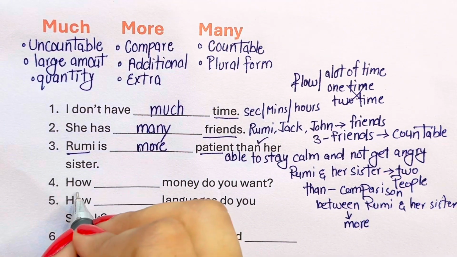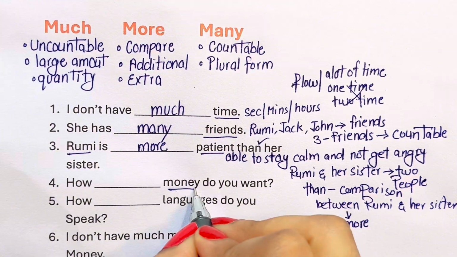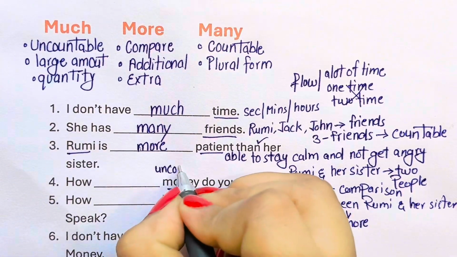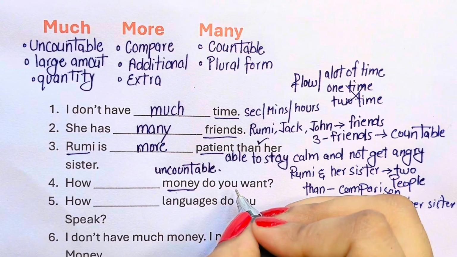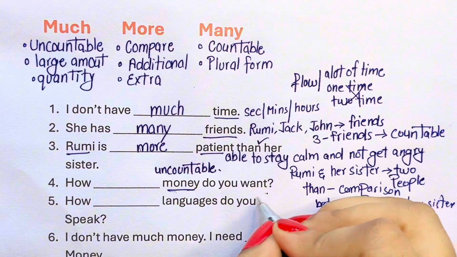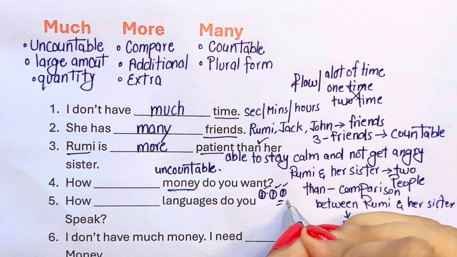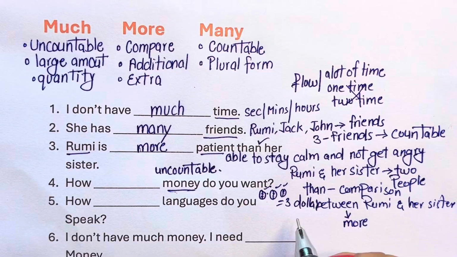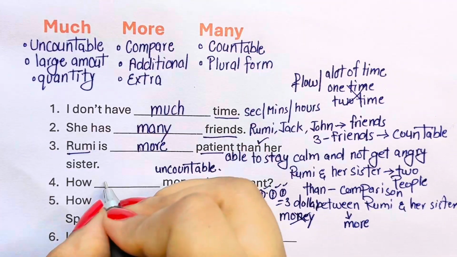So next, number 4. How blank money do you want? The key is money. Money is uncountable because it represents a concept rather than individual countable items. While we can count specific currency like dollar, euro, we can't count money individually. So the correct answer is much. How much money do you want?